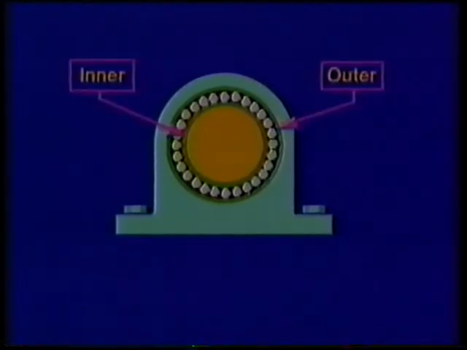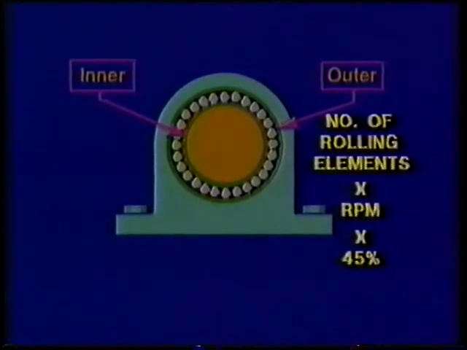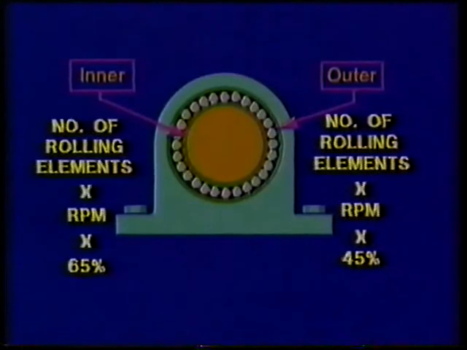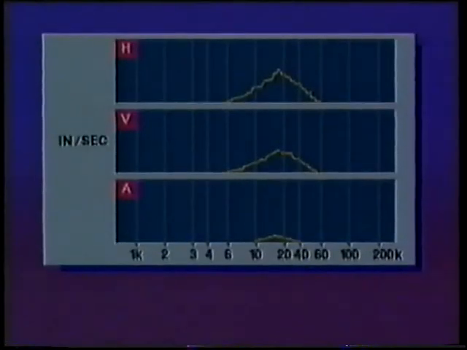Since the inner race is smaller than the outer race, the frequency of vibration is different at the 2 races. A general rule of thumb for determining frequency is the number of rolling elements times the RPM times 45% for the outer race and times 65% for the inner race. But since the rolling elements are in contact with both races, the frequencies occur over a band of frequencies. Again, experience with familiar equipment will help you recognize particular vibration patterns. A good working knowledge of your machinery is an important source of information.